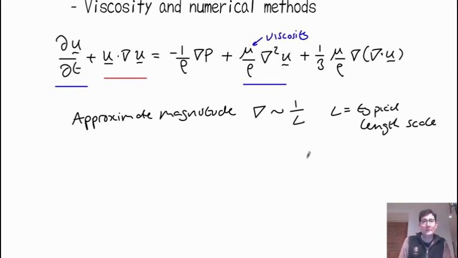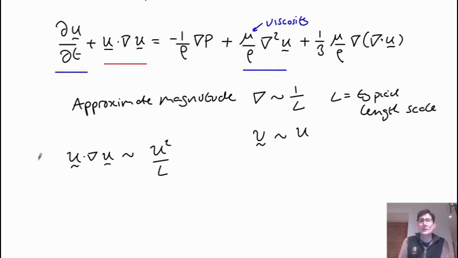And u, obviously, we just write as a magnitude. So we just say that u has a magnitude which is roughly like a quantity u, and the same for the other quantities here. We just say there are some typical values we're going to pick, and so this first term, u dot grad u, is of order u squared over L. And then the second term, the viscosity term, mu over rho del squared u, is of order mu over rho, 1 over length squared, times u.